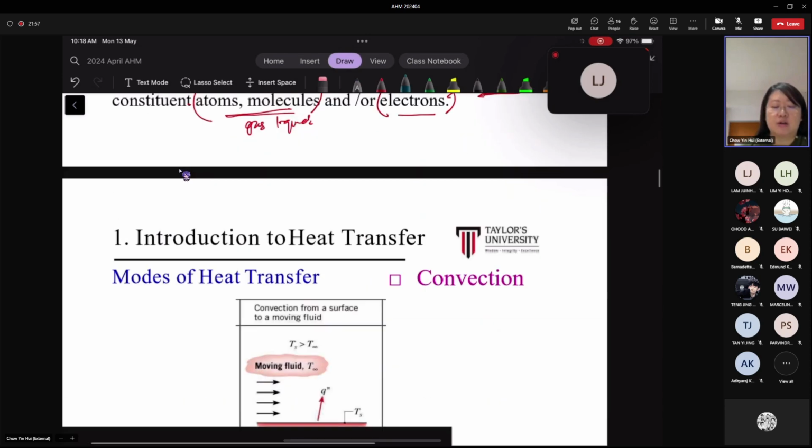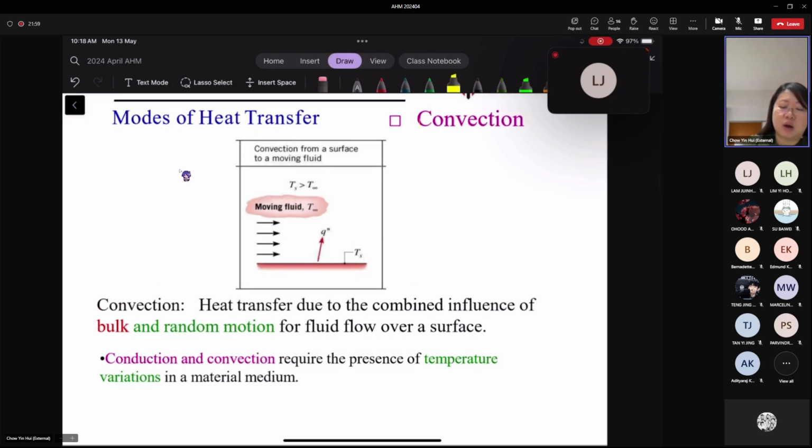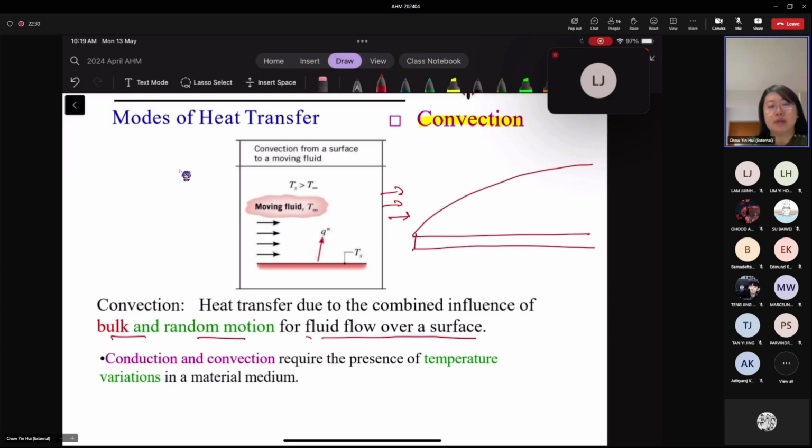All right, so the next one, when we talk about convection, that's the heat transfer that occurs between a flowing fluid and a surface. So how to phrase it is heat transfer due to the combined influence of bulk and random motion of fluid flow over a surface. Now, what actually happens during heat transfer by convection? Let's say this is the plate, and then you have a fluid flowing. Last week you learned about the velocity profile, right?